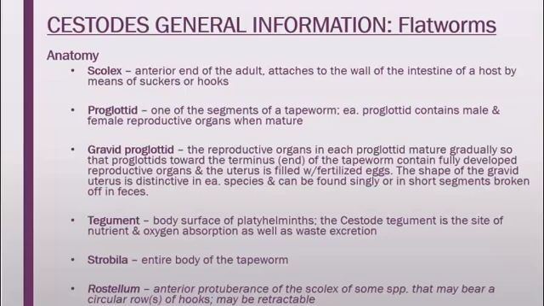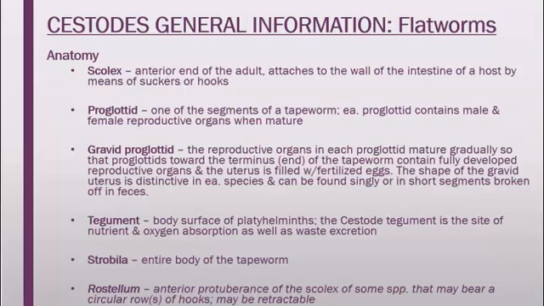A gravid proglottid is one in which the proglottid matures gradually, so that proglottids toward the terminus end of the tapeworm contain fully developed reproductive organs, and the uterus is filled with fertilized eggs. The shape of the gravid uterus is distinctive of each species and can be found singly in just one or in short segments broken off in feces. So the gravid proglottid sections is usually what you're going to find in your feces or stool samples.